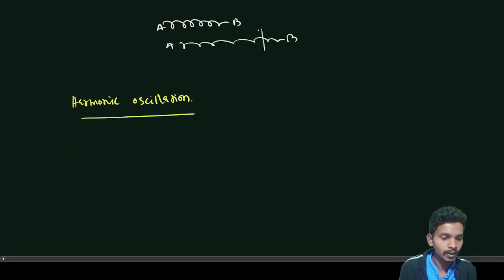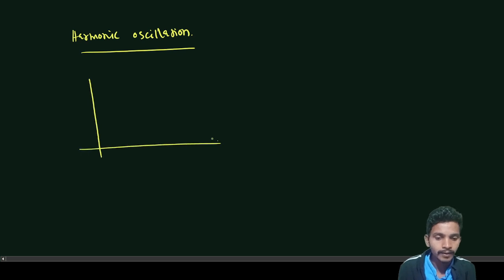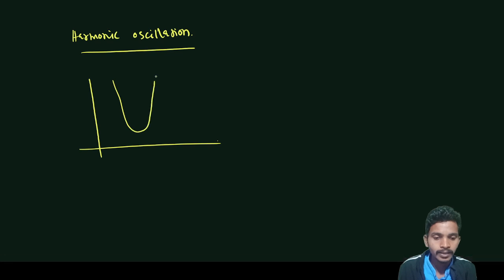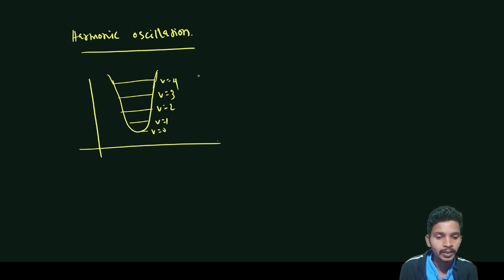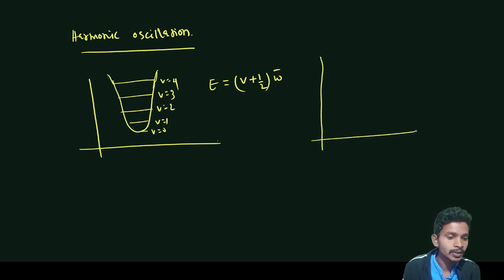In harmonic oscillations, the energy levels have equal distance, with v equal to 0, v equal to 1, v equal to 2, 3, and v equal to 4. We explain these energy levels by E equal to v plus half omega naught. And now we discuss anharmonic oscillations.